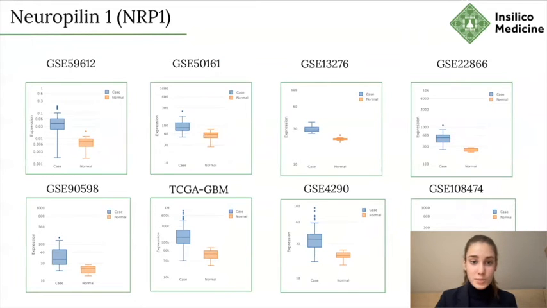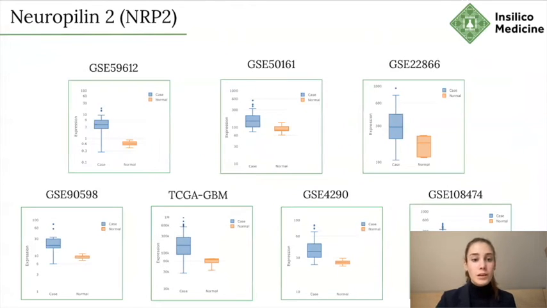We also made box plots for this pathway on a logarithmic scale as last time, and from the slide you can clearly see that glioblastoma patients have higher NRP1 expression. And the same with NRP2. Glioblastoma patients have this gene upregulated as well.